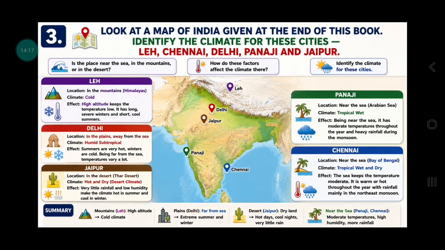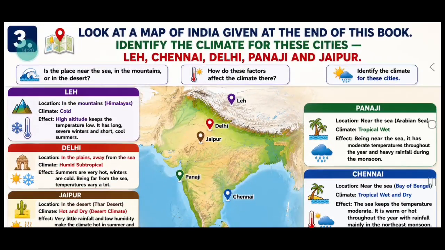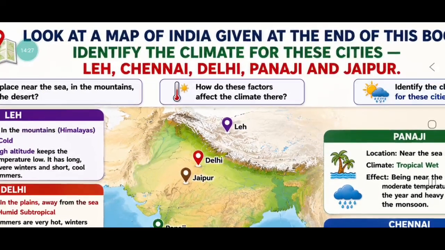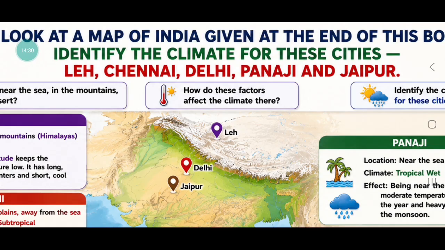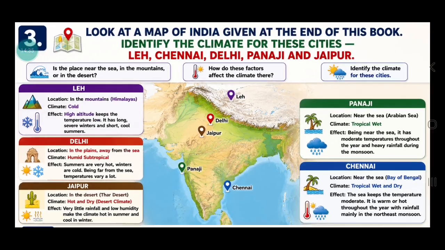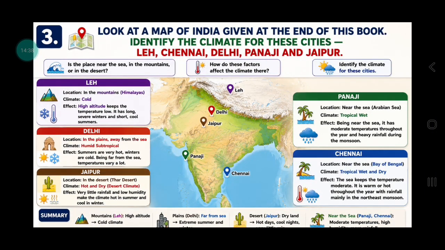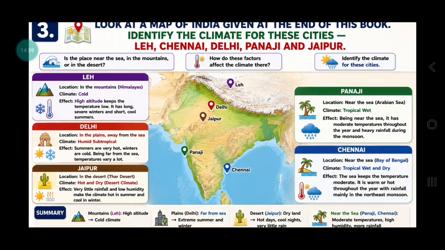Question number 3. Look at the map of India given at the end of the book. Identify the climate for these cities. So which are the cities? Cities are Leh, Chennai, Delhi, Panji, and Jaipur. Fine. So we need to find out the climate of these cities.